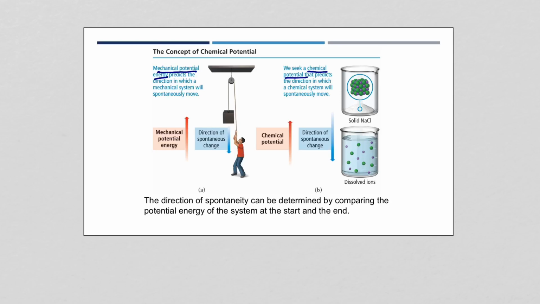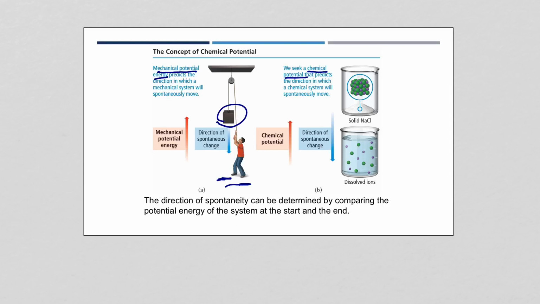So if we look at this guy holding this block, if he lets go of the rope, the spontaneous direction of change will be for it to fall, because that is lowering the potential energy. So when the block hits the ground, it has a lower potential energy than it does when it's raised in the air. So what we're trying to do is come up with the same kind of potential, but not for a mechanical system, but for a chemical system.